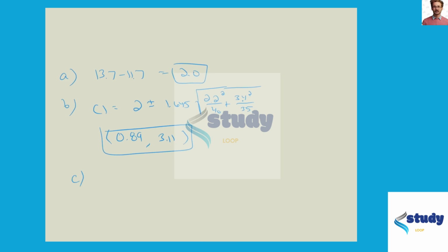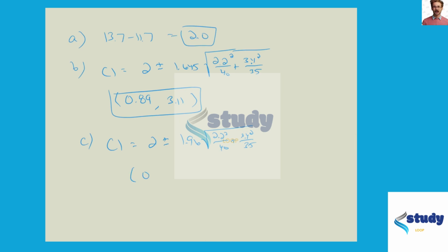And then for C, to construct the 95% confidence interval, it would be the same mean, but we're going to use 1.96 instead of 1.645. Everything else is the same. And so the lower boundary, again found by subtracting, is 0.68, and the upper boundary found by adding is 3.32, again to 2 decimal places.